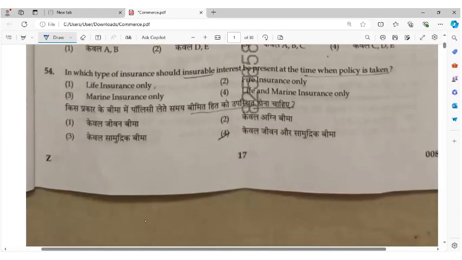Question number 54: in which types of insurance should the insurable interest be present at the time when the policy is taken? For this question, there is a conflict between option A, the insurance policy, and option B, fire insurance. There is a possibility that both are correct. So both option A and option B are correct over here. Next question.